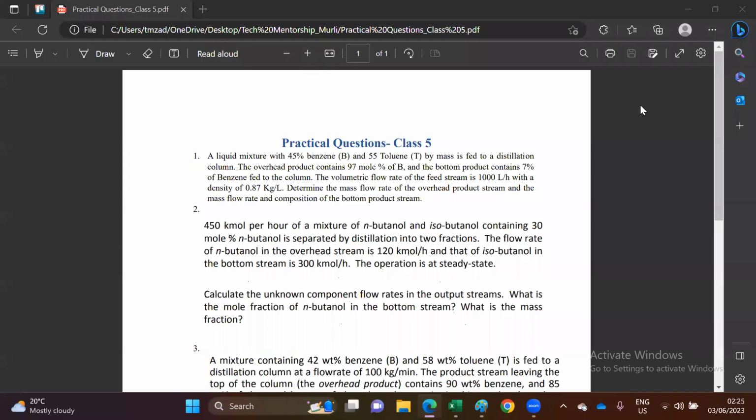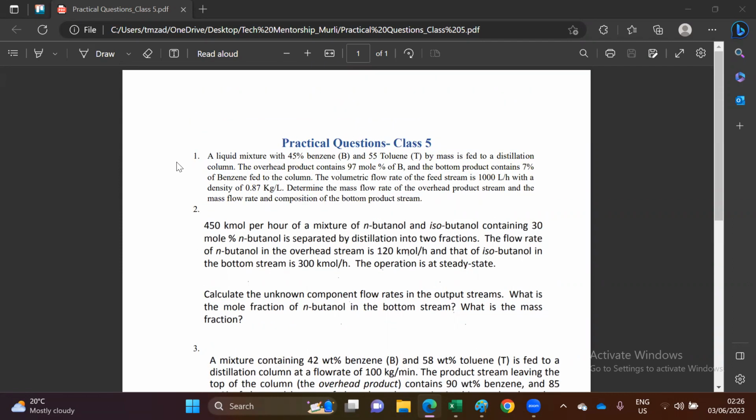Good day to all. Today we are going to discuss the practical questions for class 5. In that class, we discussed the introduction to material balance and also other terms like mass balance. We also did some examples around block flow diagrams, especially one distillation column. And as homework, I have given my students 3 different assignments.